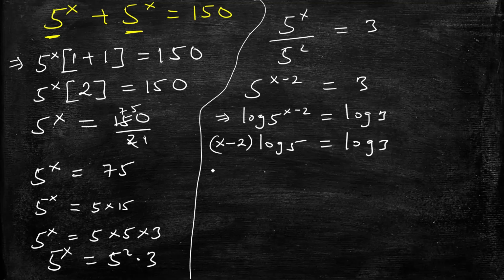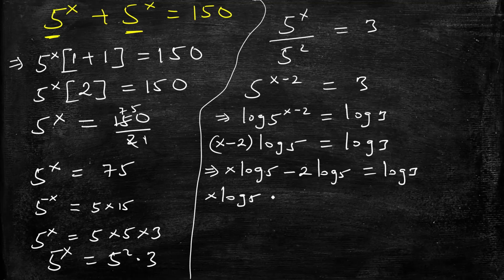So we can open this one. So we have x log 5 minus 2 log 5 equals log 3. Okay, so we can say x log 5 equals log 3 plus 2 log 5. So let's divide both sides by this log 5.